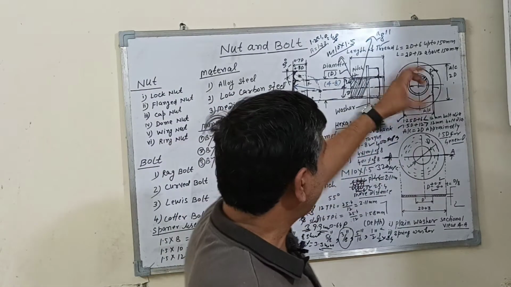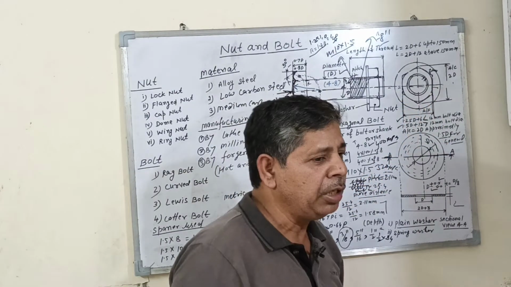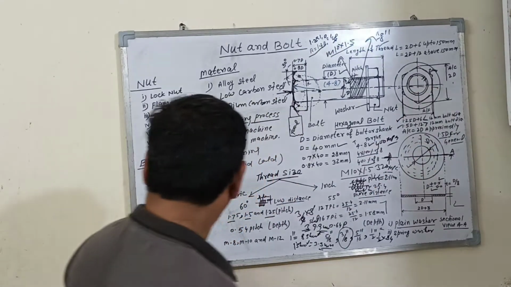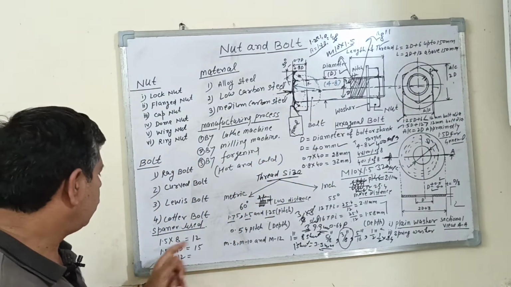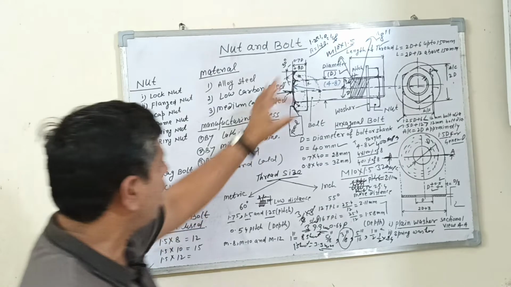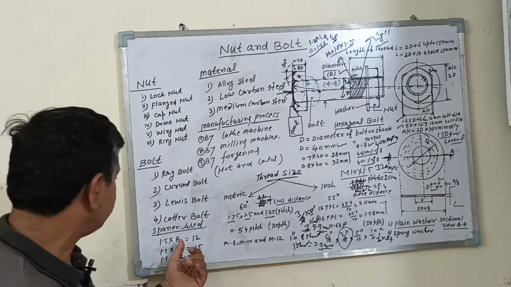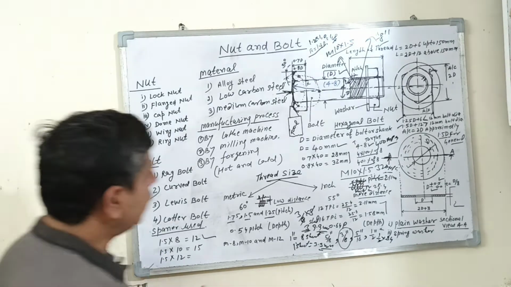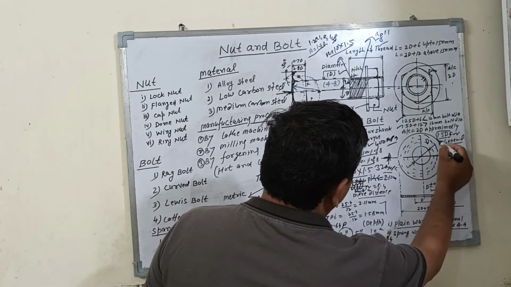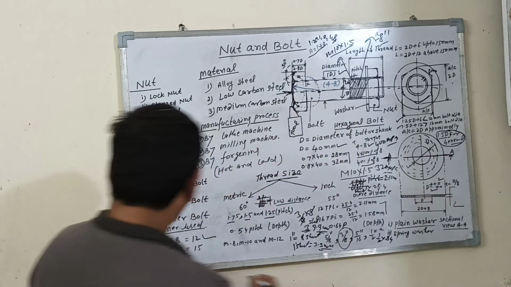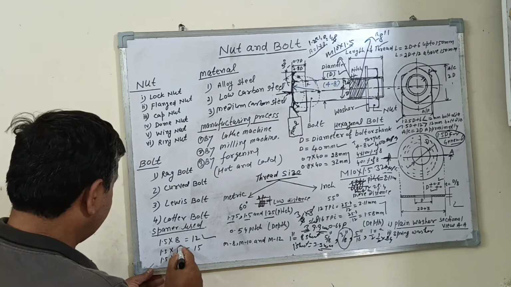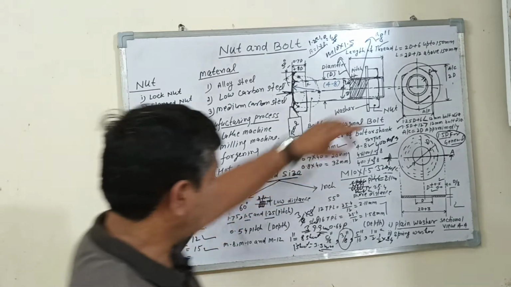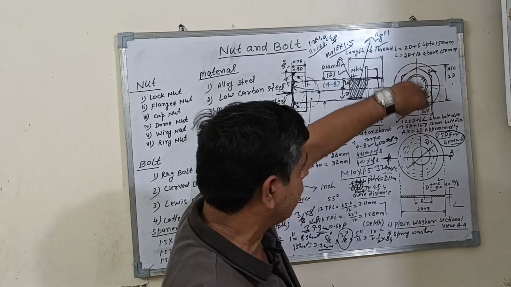So how to tighten? How are different types of spanners used for the nut? This is a spanner used. So 1.5D: if the diameter of the bolt is D, then you will use this 12 mm number spanner. So 1.5 into D, D is 10, then you will use a 15 number spanner to tighten the nut.